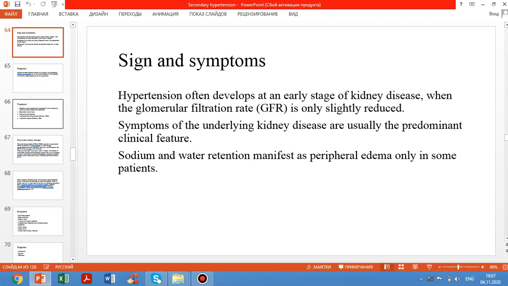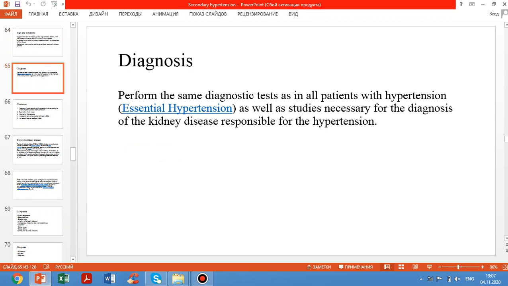Signs and symptoms. Hypertension often develops at an early stage of kidney disease, when the glomerular filtration rate is only slightly reduced. Symptoms of the underlying kidney disease are usually the predominant clinical feature. Sodium and water retention manifest as peripheral edema only in some patients. Diagnosis.